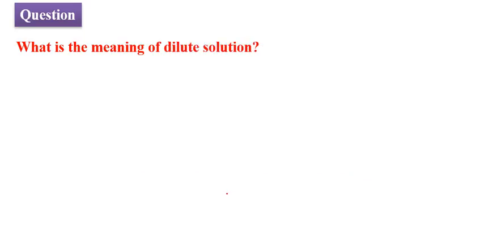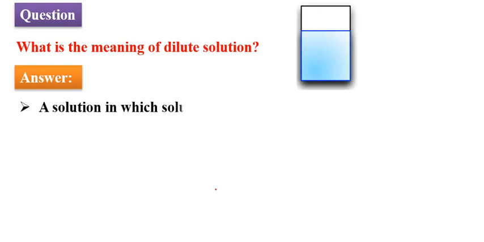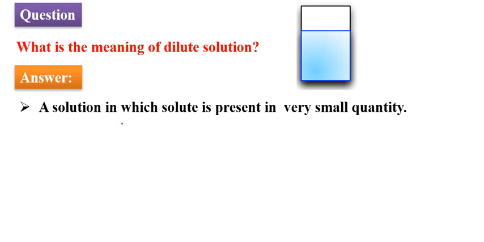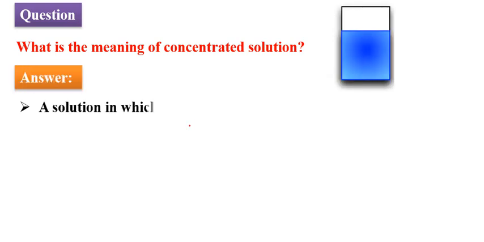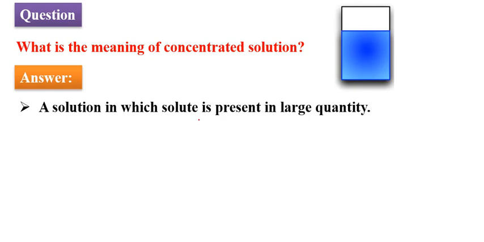One example: what is the meaning of a dilute solution? A dilute solution means a solution in which the solute is present in a very small quantity, relatively less solute. What is the meaning of a concentrated solution? Of course, relatively more solute. A solution in which solute is present in large quantity, that is, relative quantity.